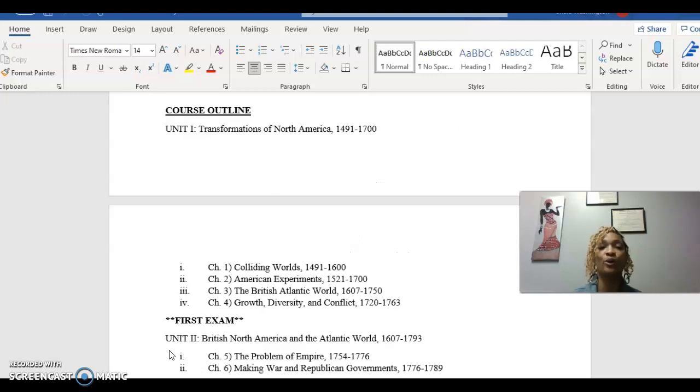I'm not going to go through the entire course outline with you, but it is located on the syllabus. We're starting with Unit 1, Transformations of North America, 1491 to 1700. Basically we're talking about what America was before Christopher Columbus and the other Europeans came over here.